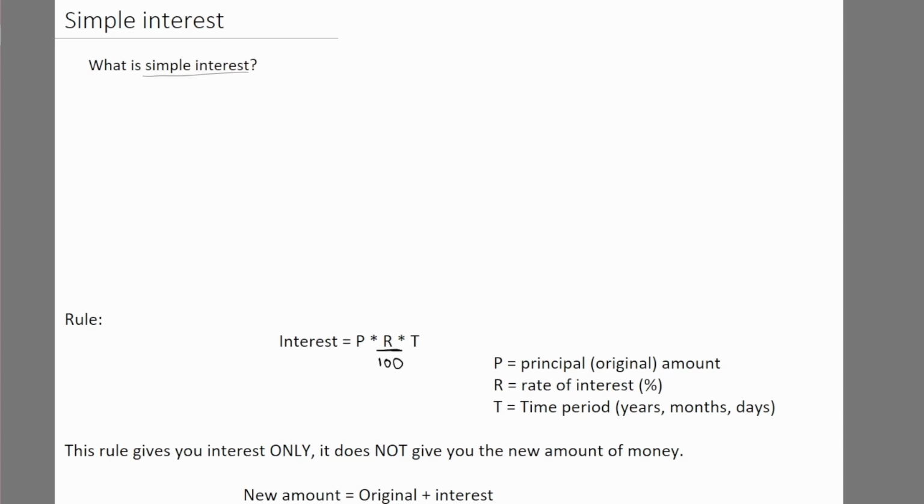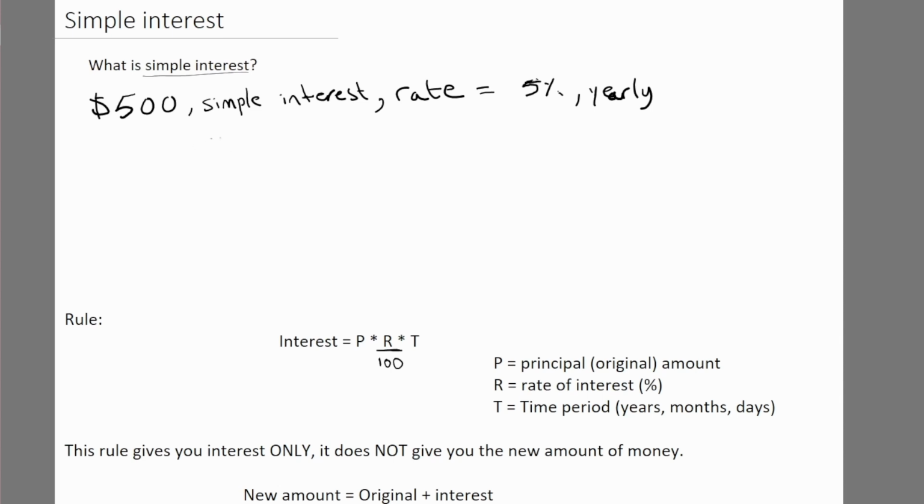So let's say you go to a bank and you invest $500, and it's simple interest, and at a rate of, let's say, 5%, and it's a yearly plan. So every year you get paid.